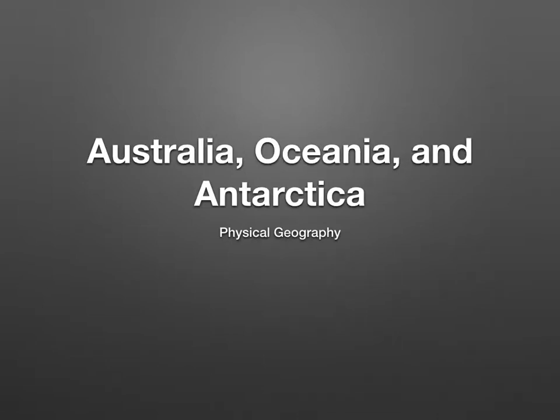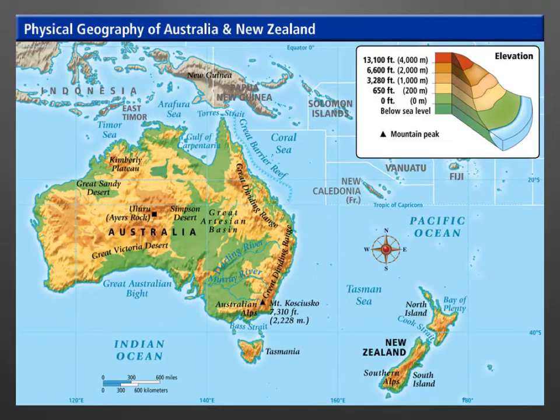Okay, eighth graders, here we are with Australia, Oceania, and Antarctica. We're going to be talking about the physical geography of this geographic region. The first thing we're going to look at here is the map of Australia and New Zealand.